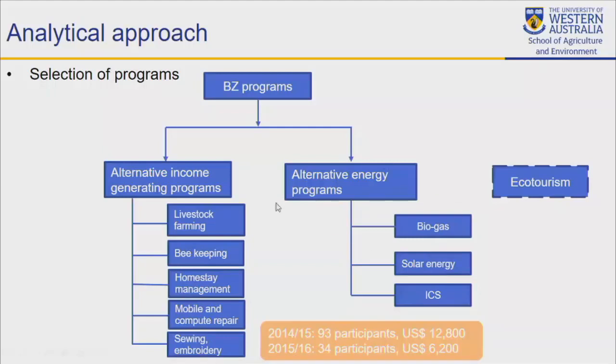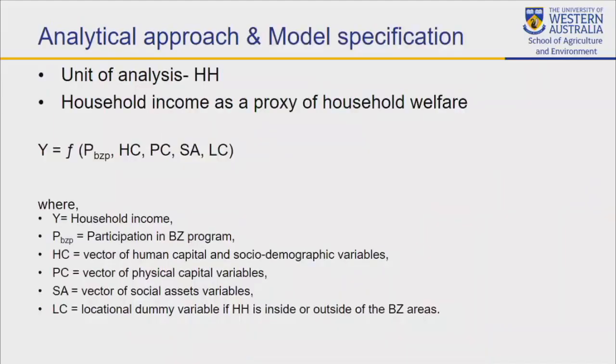Similarly, for the alternative energy programs, we chose biogas installation. There are activities related to installation of biogas, solar energy panels, and distribution of improved cooking stoves, to see if these activities have contributed to pro-environmental behavior of households in the buffer zone communities. We chose ecotourism as another intervention because most of the time ecotourism is one of the major alternative income generating sectors that develops in the areas surrounding protected areas.